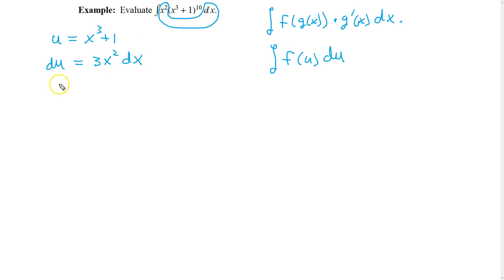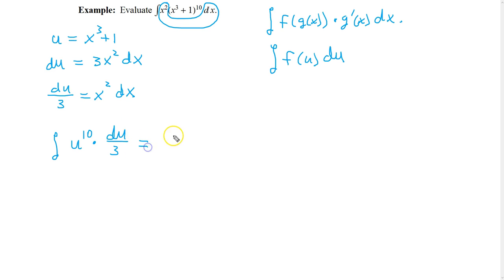If we take the 3 over to the other side, we see that we have du over 3 equals x squared dx. And so we can replace the x squared dx with a 1/3 du. So this integral then will become... you see u to the 10th power came from the fact that x cubed plus 1 is u and x squared dx is du over 3.